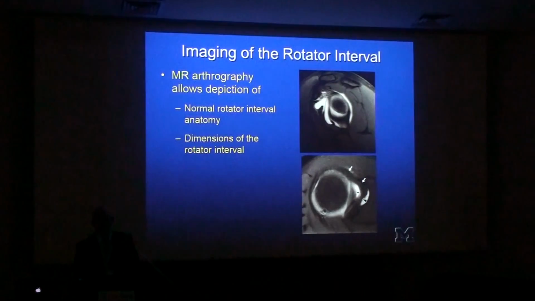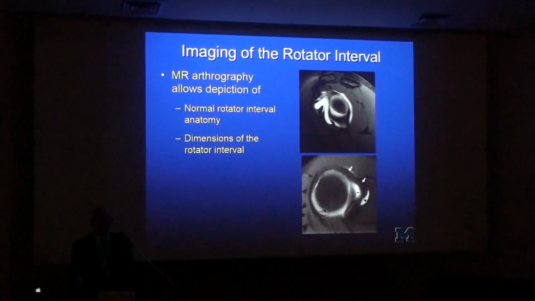Now, on MR arthrography, we can see the structures very well. Here's a sagittal and an axial MR arthrogram. You can see the ligaments we'll talk about shortly. You can see the dimensions of the interval, and that is the go-to imaging modality when we look at the interval itself, the anterior interval.